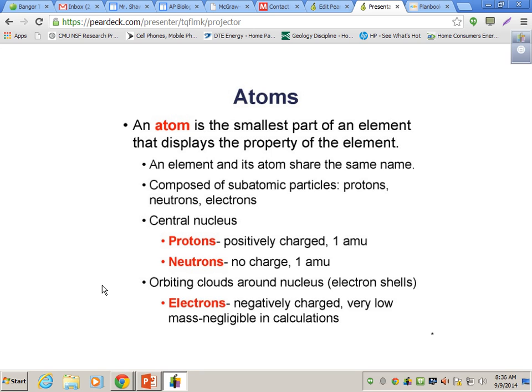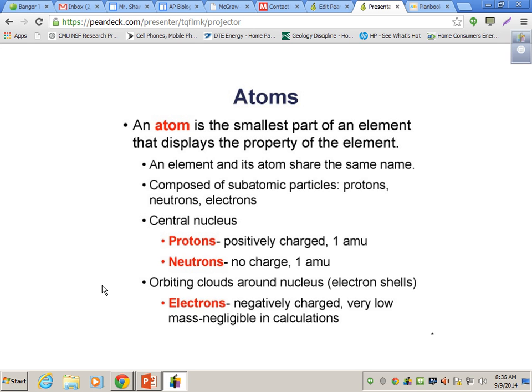So an atom is the smallest part of an element that displays the property of the element. An element and its atoms share the same name. They're composed of subatomic particles: protons, neutrons, and electrons. Protons are positive, neutrons are neutral, and electrons are negative. Very good. Which ones do we bond with? Electrons. So there's a central nucleus. That's where most, I should say, of the mass is held. That's where you find protons and neutrons. So if I ask you what makes up the mass, you tell me protons plus neutrons. The mass number, I should say, right?